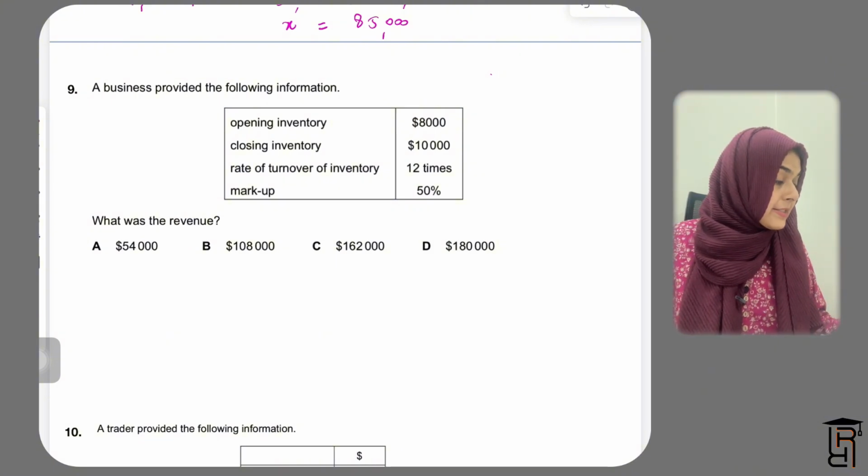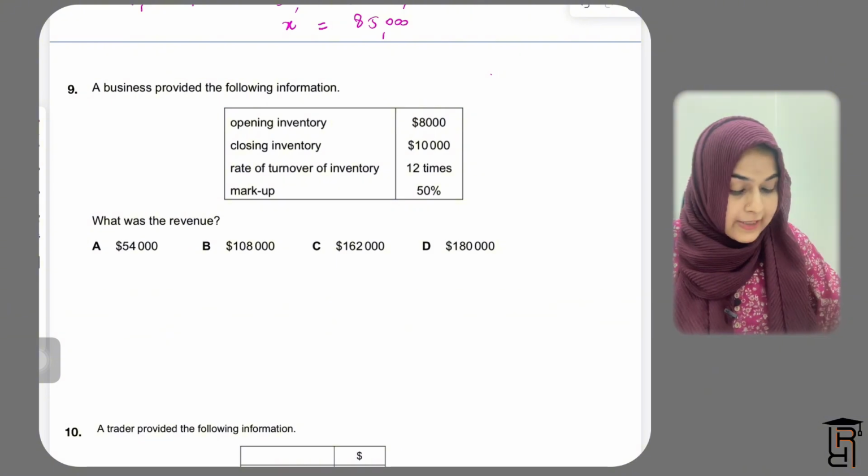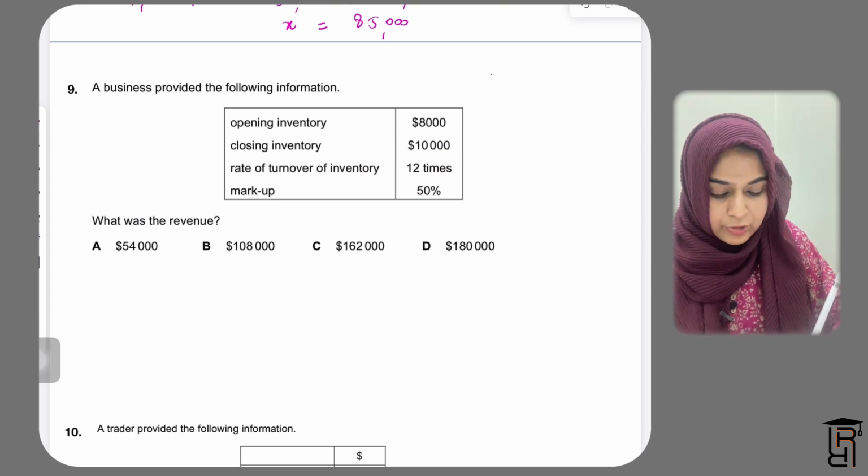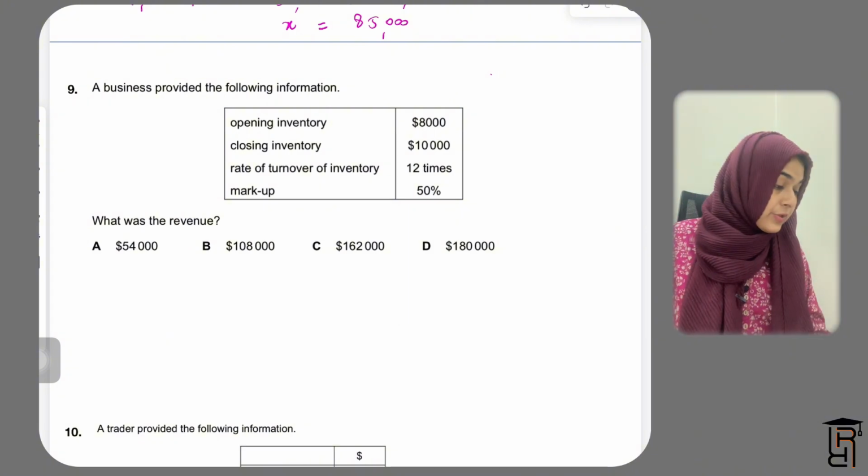So what I get here is, the cost of sales in this case will be 108,000, which I have found out through the formula for rate of inventory turnover. This is my cost of sales.